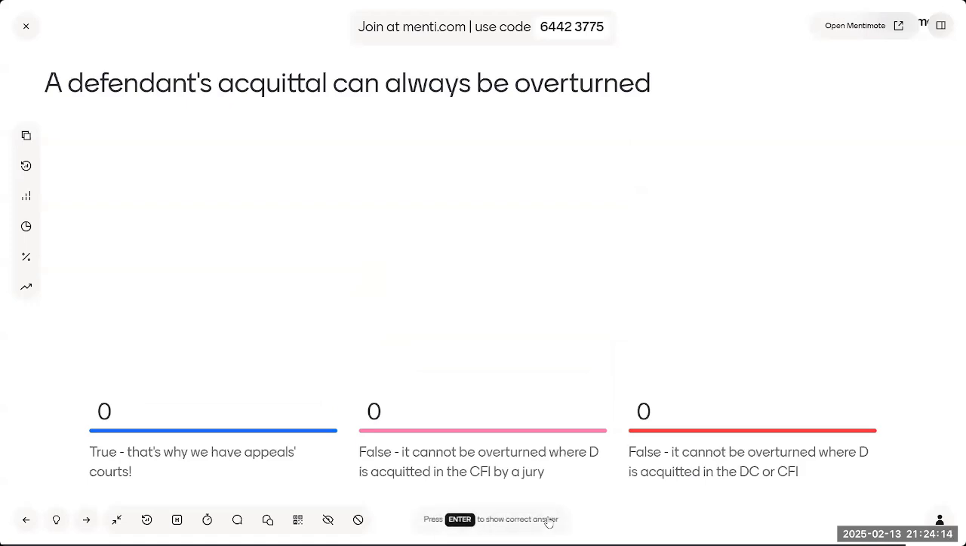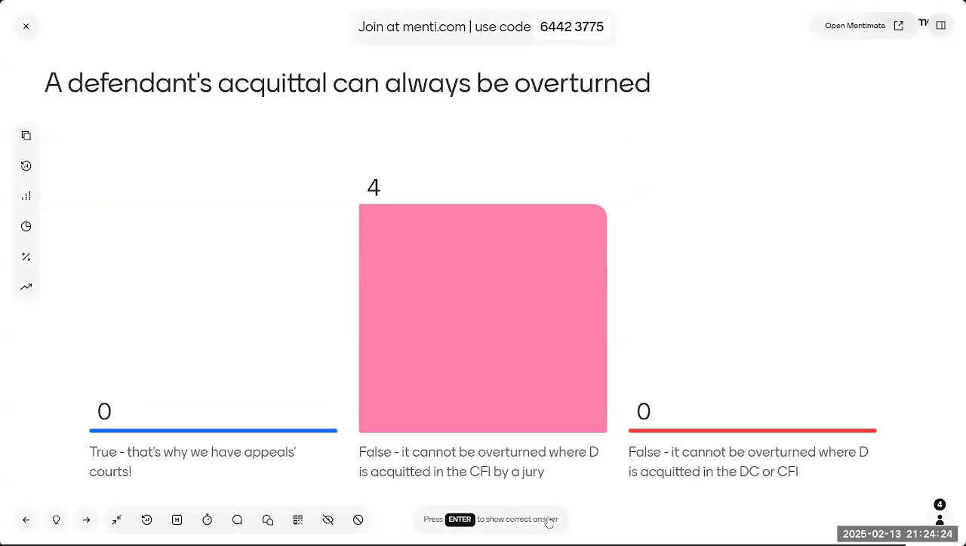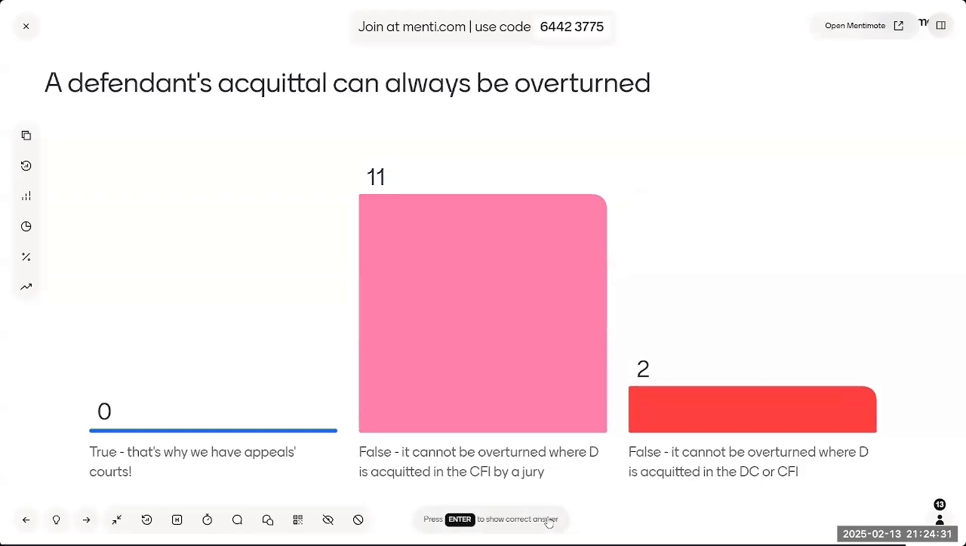A defendant's acquittal can always be overturned. True, that's why we have appeals courts. False, it cannot be overturned where defendant is acquitted in the CFI by a jury. False, it cannot be overturned where defendant is acquitted in the DC or CFI. Yeah, obvious answer is B. We know jury acquittal, CFI, final.